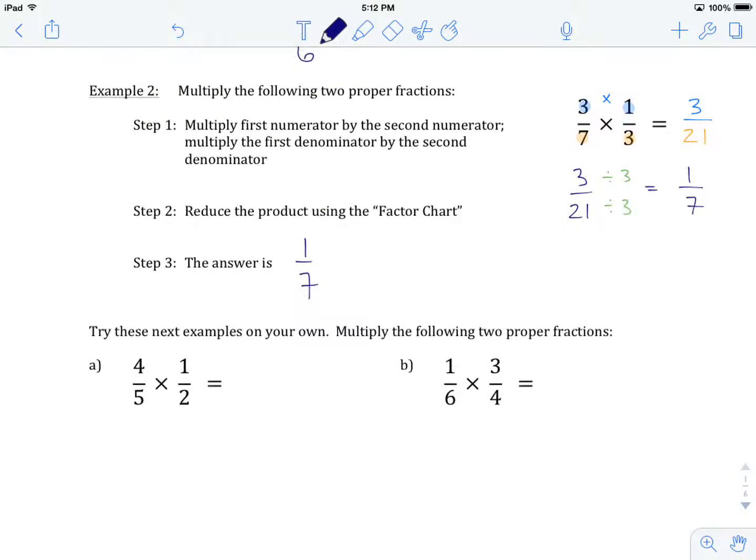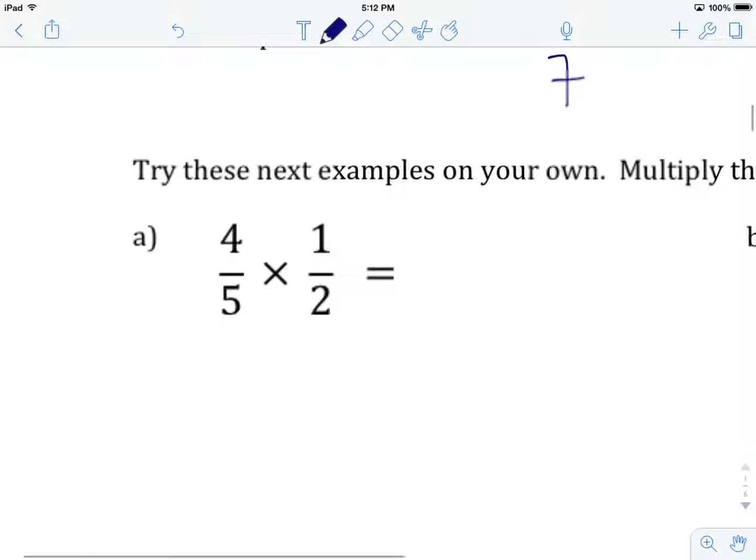So what I'd like you to do here is hit pause in the video and try example A on your own, right there. So you try A, get it to an answer. When you've got it, come on back and we'll see how you did.